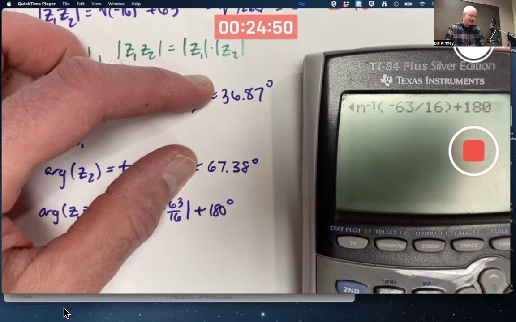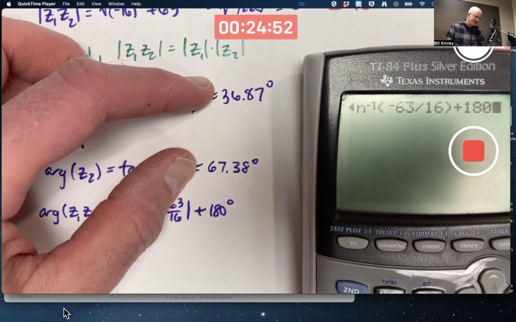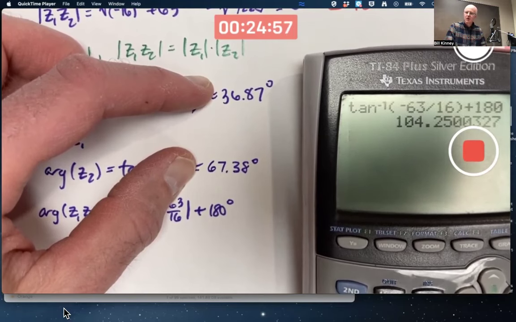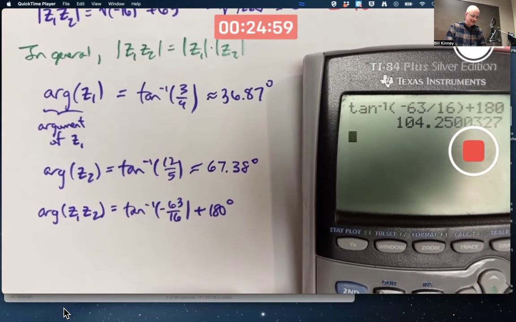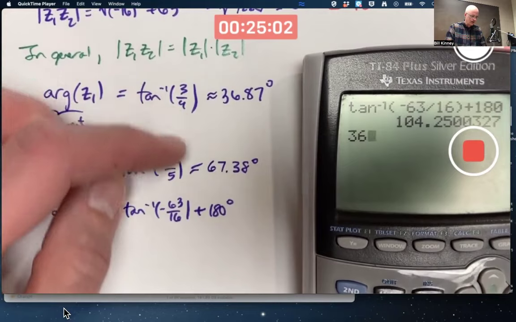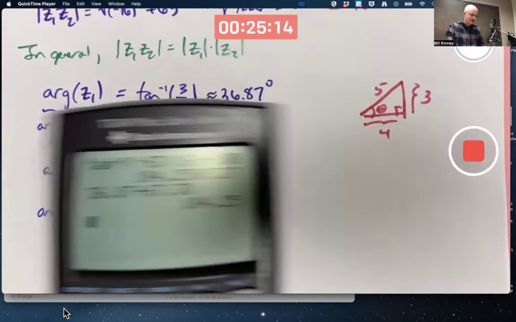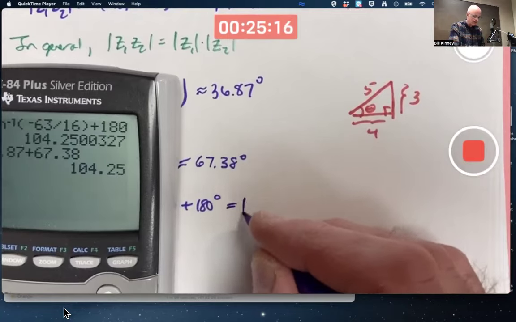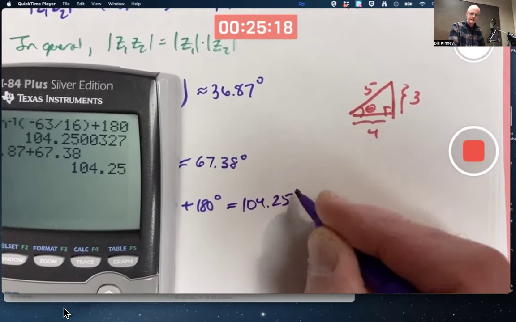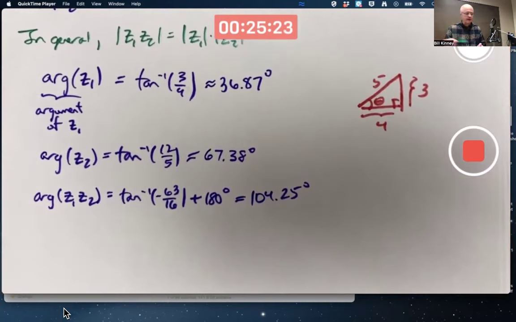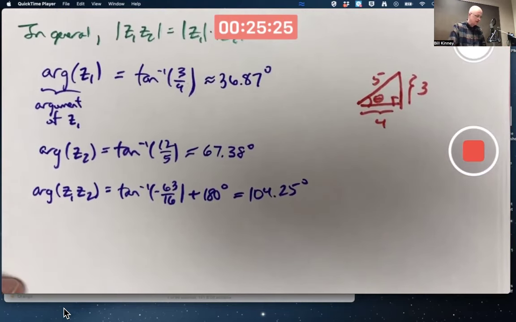Do that in my head. 104 something. Yep, 104.25. Those rounded pretty closely. I think if I take 36.87 plus 67.38, I do get 104.25. Yes. About 104.25 degrees. Make sure you use the degree symbol when you are using degrees, or else the word degrees, or DEG.